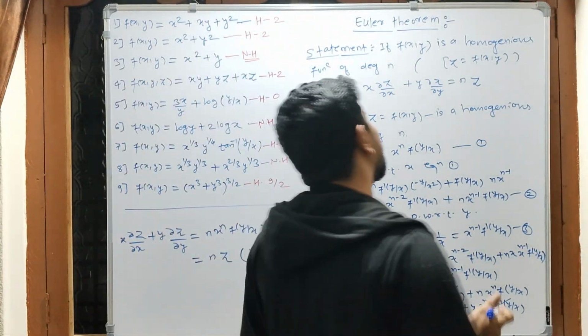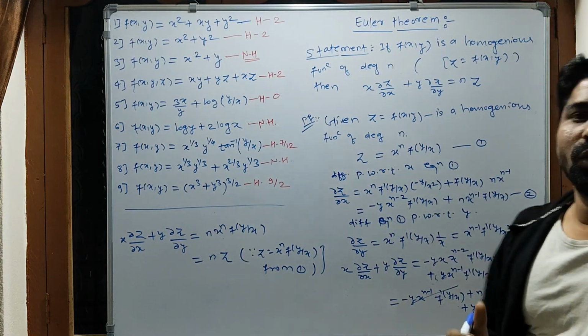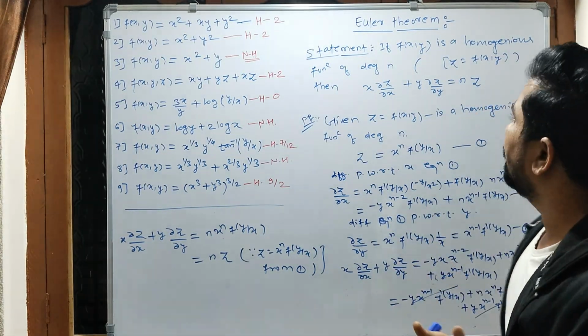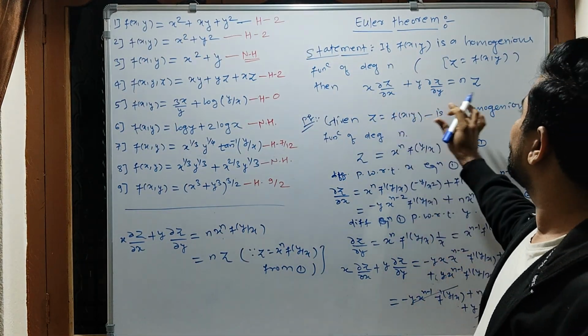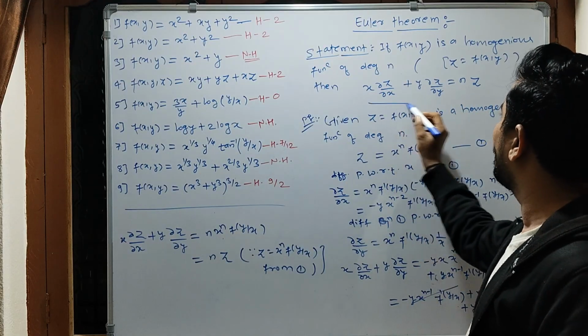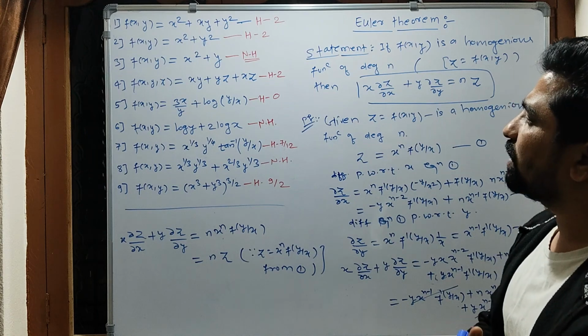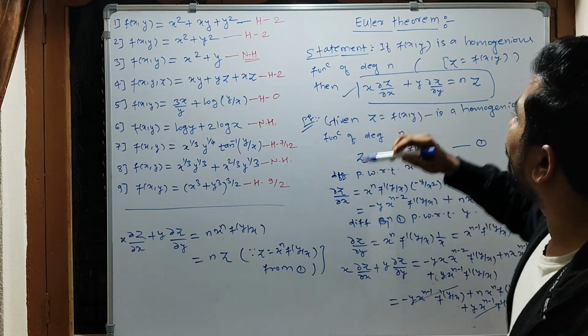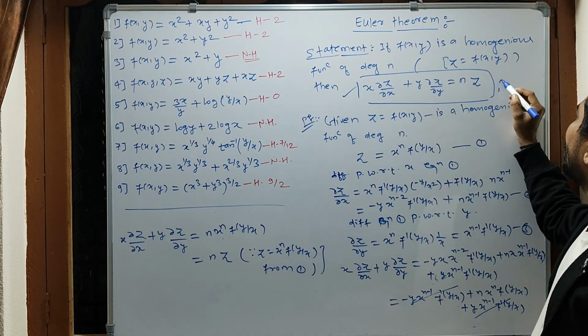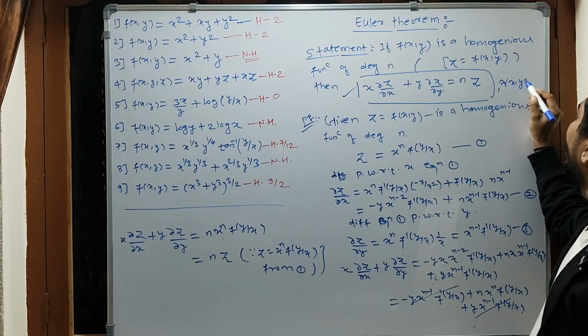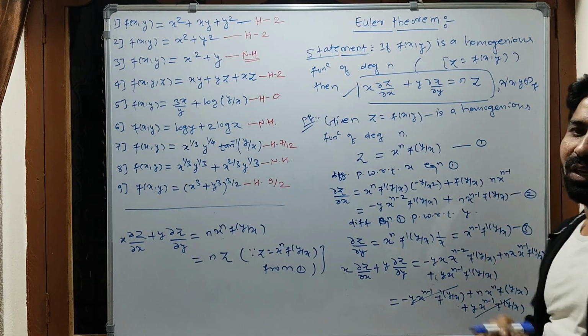Now this is the proof of Euler's theorem. The statement of Euler's theorem says, if f of x comma y is a homogeneous function of degree n, then x dou z by dou x plus y dou z by dou y equals n times z, for all x comma y belonging to the domain of the function f.